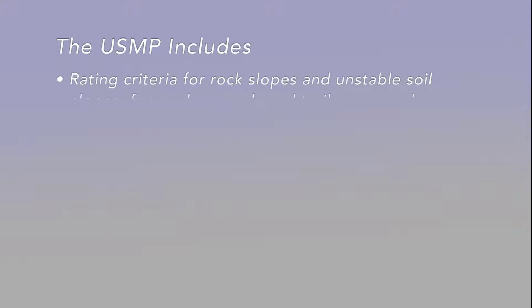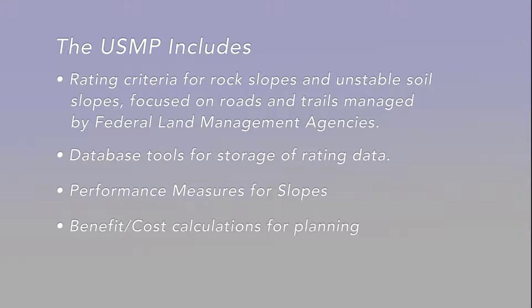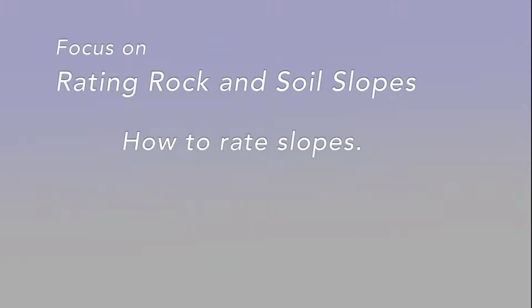The USMP includes rating criteria for rock slopes and unstable soil slopes, focused on roads and trails managed by the FLMAs. It also includes database tools for rating data storage, performance measures for slopes, and benefit cost calculations for planning and decision support. This video focuses on rating rock and soil slopes.